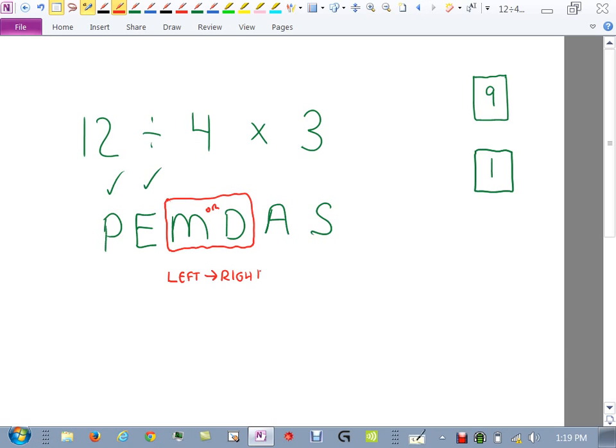All right? Addition and subtraction is the same thing, left to right.